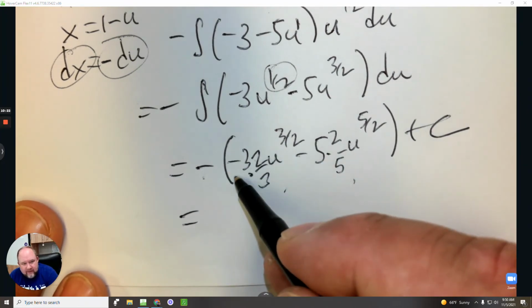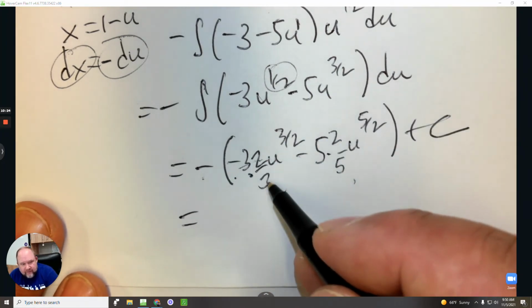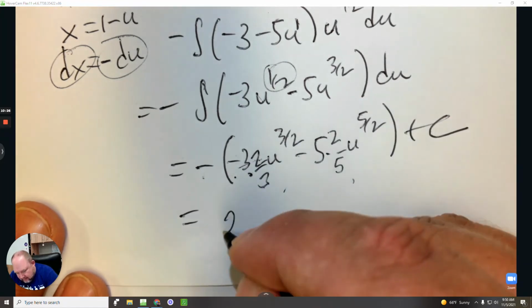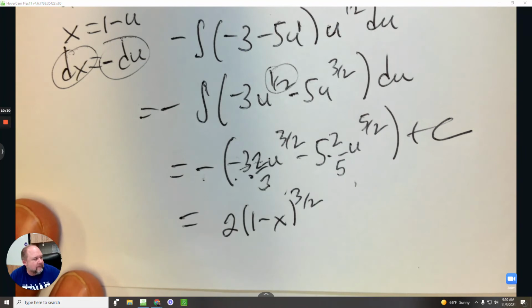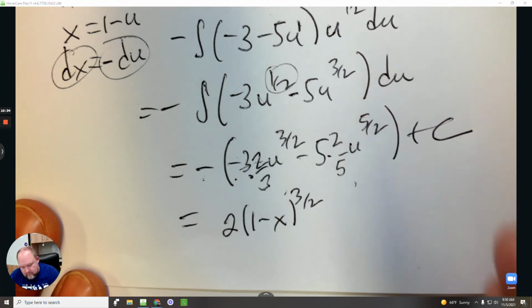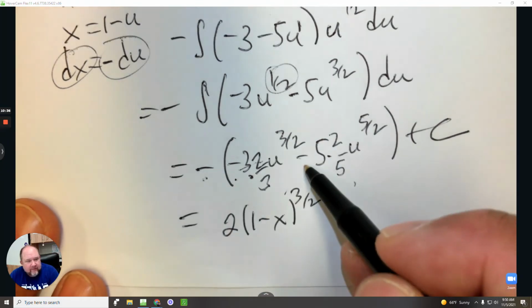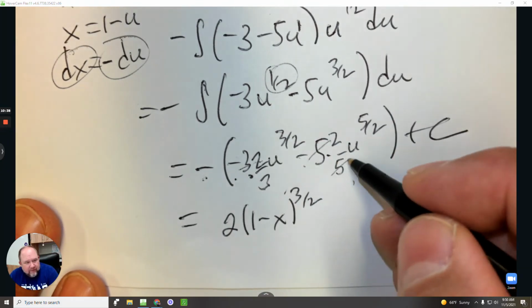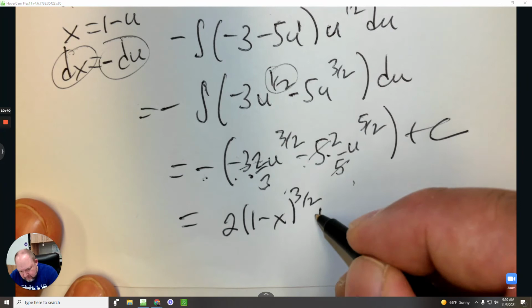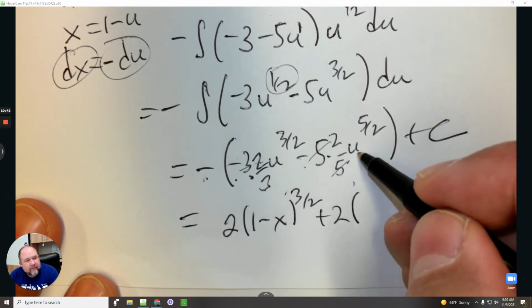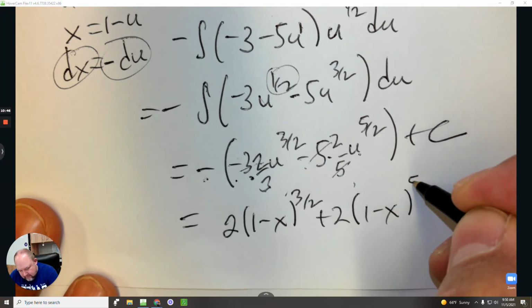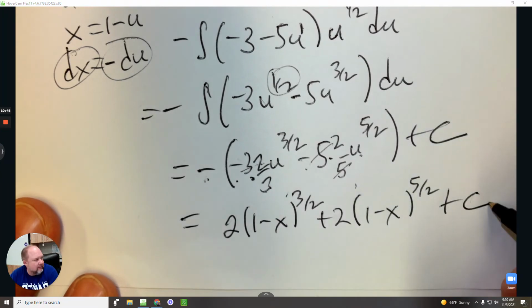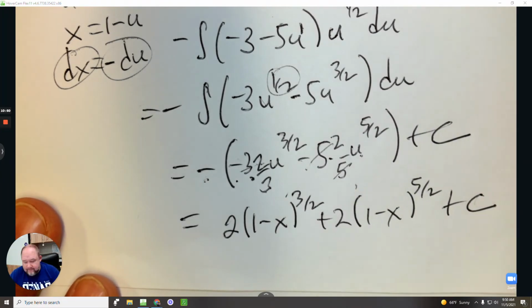So a negative times a negative. This is 6 divided by 3, or the 3's cross out. That's positive 2. And then u is 1 minus x. Again, a negative times a negative, and the 5's cross out. That's positive 2. And then u, again, is 1 minus x to the 5 over 2. And then the constant. That's it.